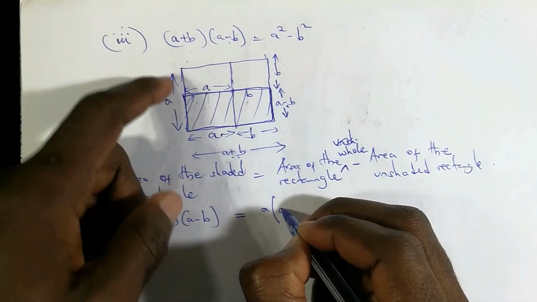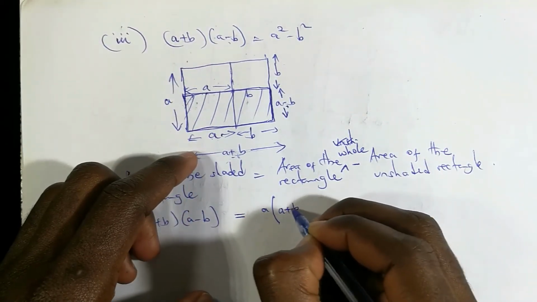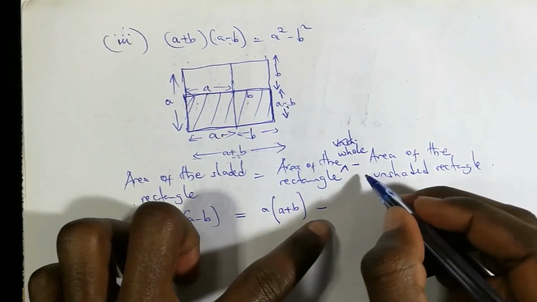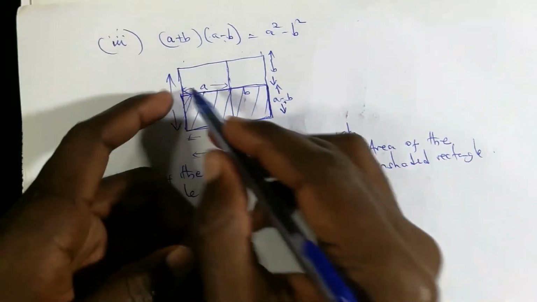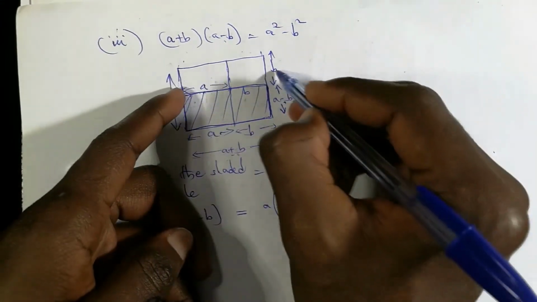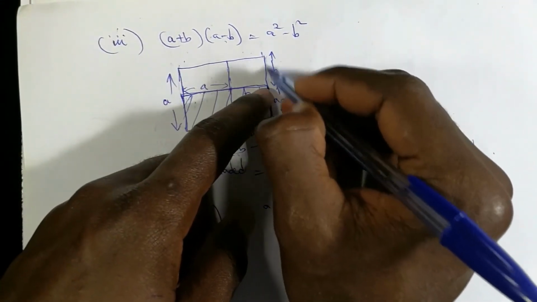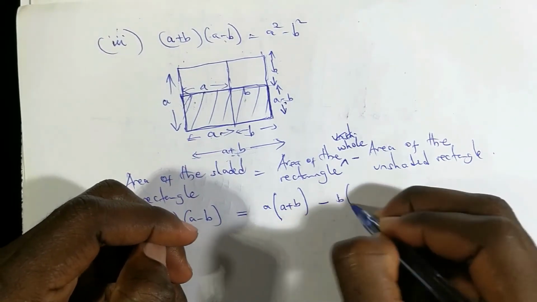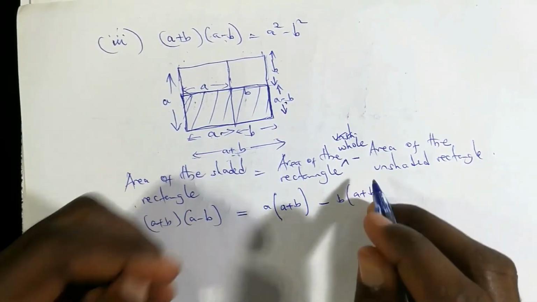This is the length; the width is a, the length is a plus b, which is that and that. Then minus the area of the unshaded part, whose length is b, which is the width. Then this one is also a plus b, b into a plus b.